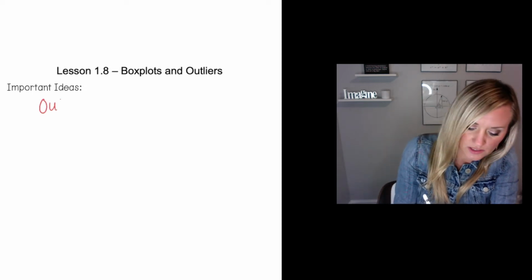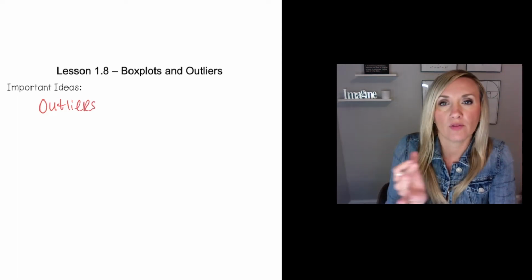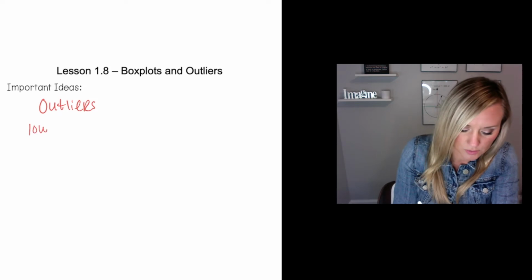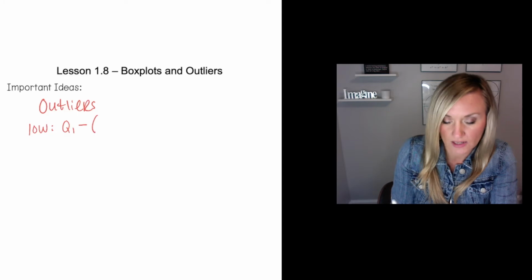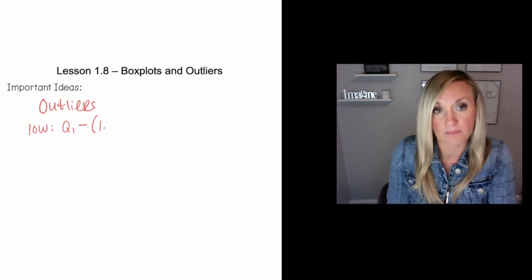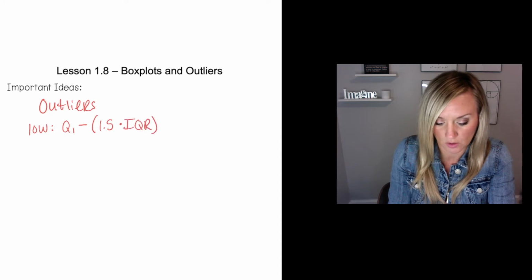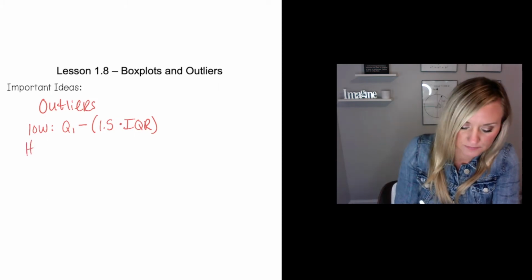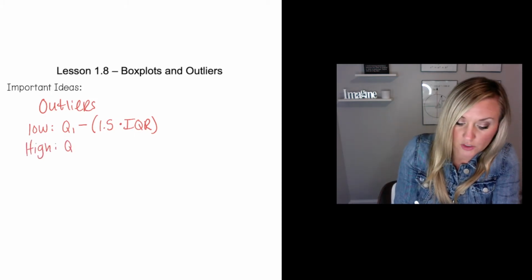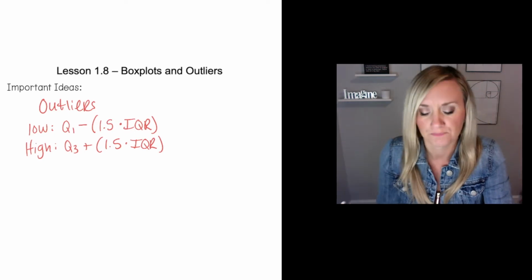Some important ideas. The first important idea is outliers. If we're going to find an outlier on the lower end of our data, we would take Q1 and subtract 1.5 times the IQR. If we want to find an outlier for the higher end, we would take our Q3 and add 1.5 times IQR. That's always going to be 1.5.